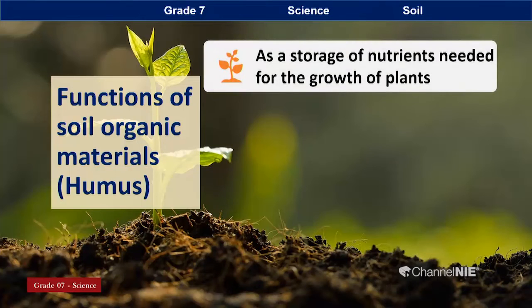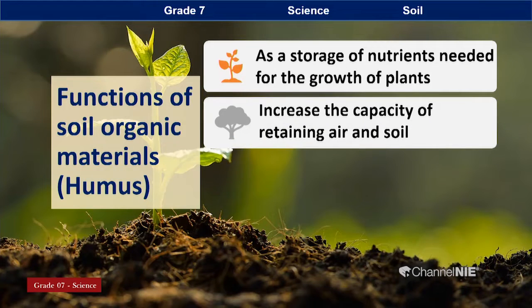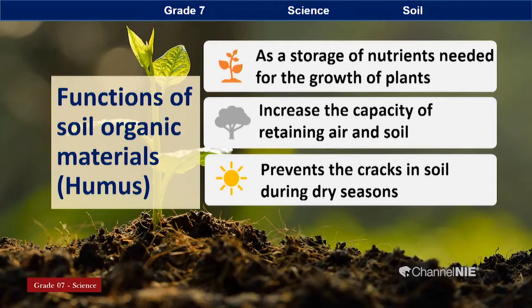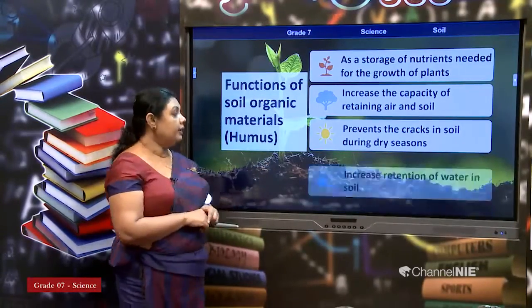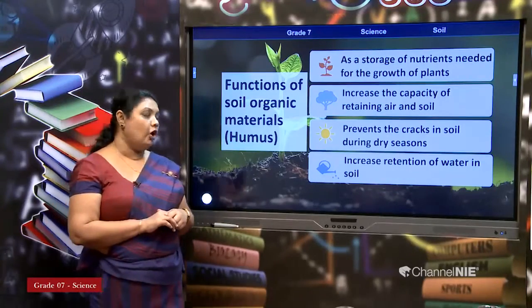Functions of humus, you know, storage of nutrients. Dead material, plants and animals give nutrients to the plants. So, that is the main function. Next, increase the capacity of retaining air in soil. Air is very necessary for the soil, so it increases the ability. Then, prevent the cracks in soil during the dry season. If there is no humus, what will happen? Cracks will occur there and it will become very, very dry. Then, increase the retention of water in soil.